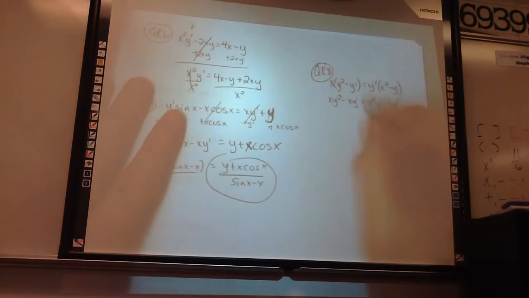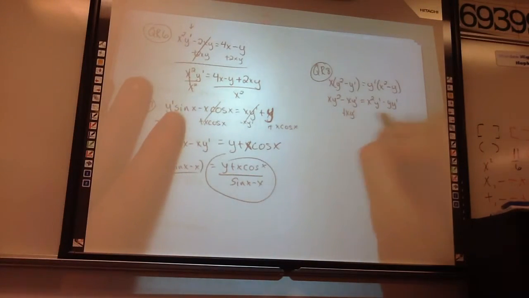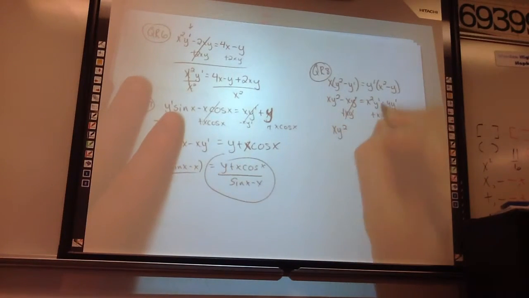Yeah, it'd be easiest just to add x y prime. So then you end up with x squared y prime from those three. Factor out your y prime, which is like y prime squared.